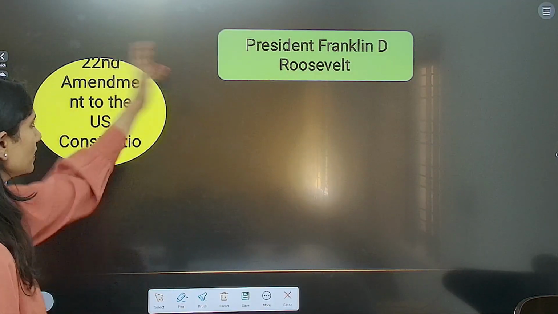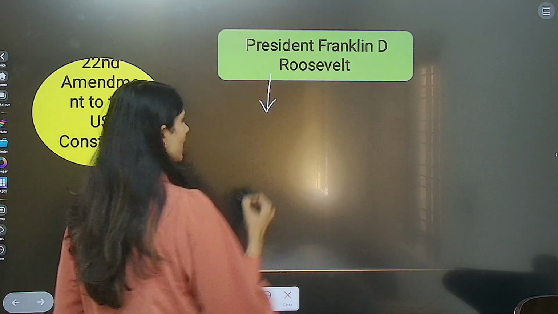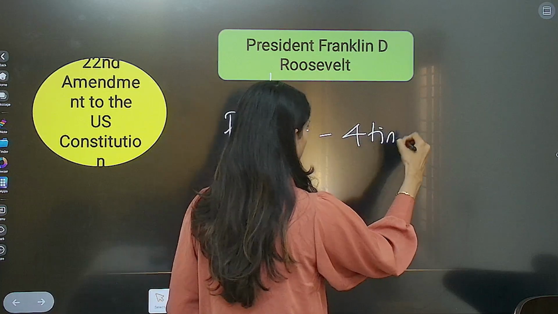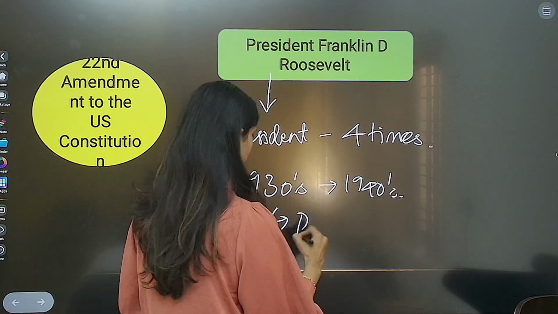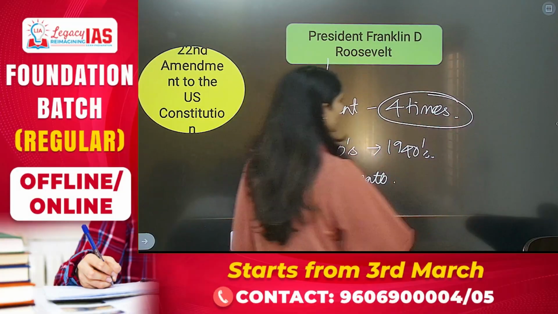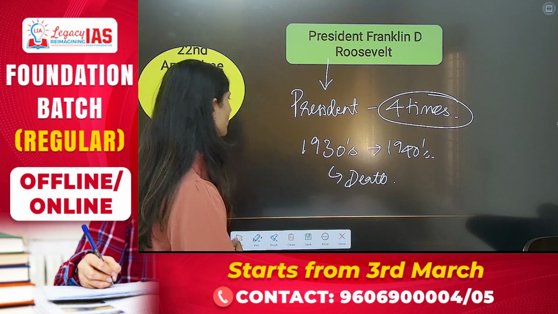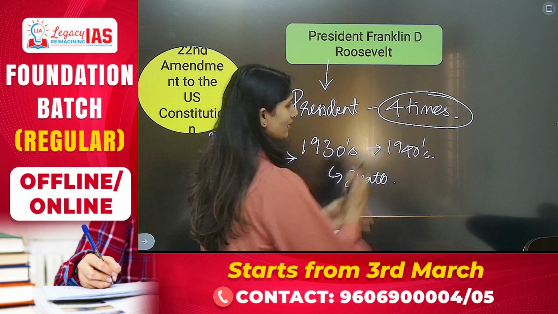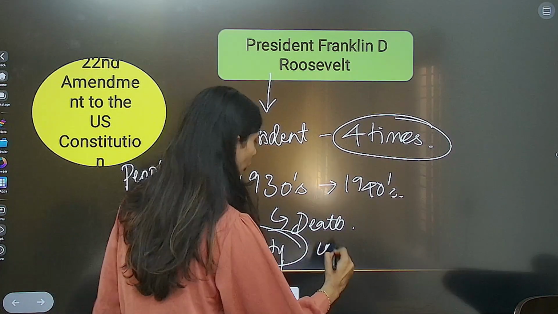And look at this. All of this came at the backdrop of your 22nd Constitutional Amendment and of President Franklin D. Roosevelt, who consecutively became president 4 times, almost from the 1930s to the 1940s up until his death. He was the only person to have become the president 4 times in the history of the US. Why was this so special? Why did he hold the office for so long? One main reason was that the people at that point of time felt this was the period of the Second World War. They felt they needed continuity in times of emergency.